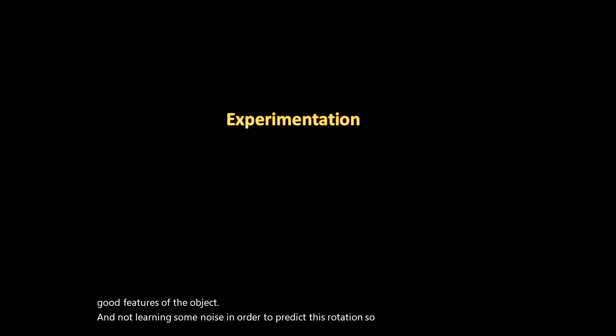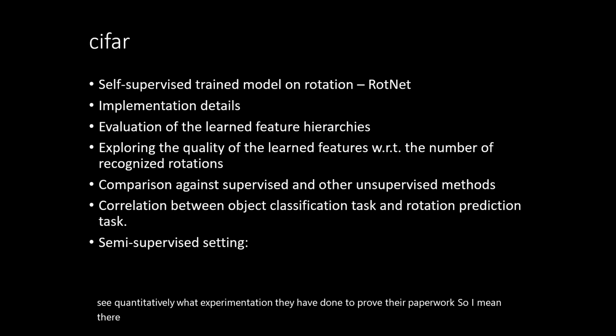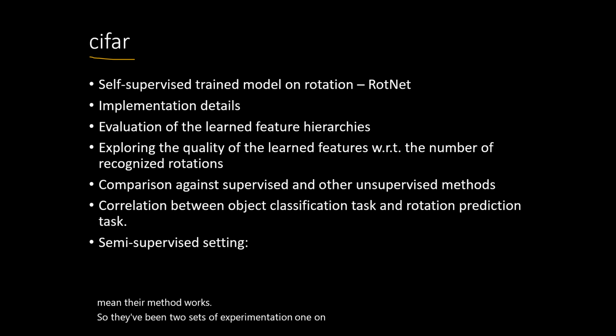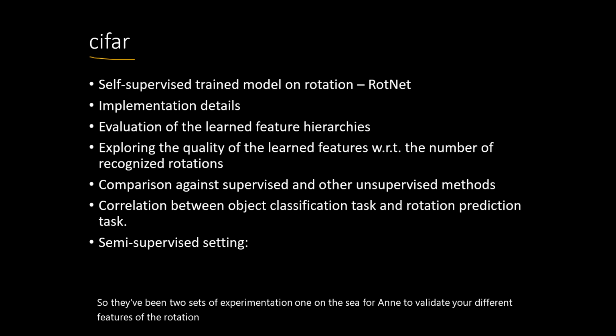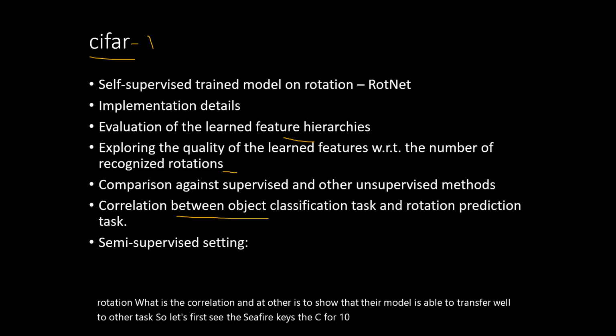And let's see quantitatively what experimentation they have done to prove their method works. So they have done two sets of experimentation, one on the CIFAR to validate different features of the RotationNet with respect to the hierarchy of the feature, the number of degrees of rotation, what is the correlation, and the other is to show that their model is able to transfer well to other tasks. So let's first see the CIFAR-10 experimentation case.